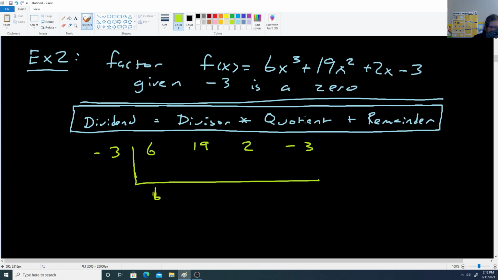So I bring down 6. Negative 3 times 6 is negative 18. That adds up to 1. Negative 3 times 1 is negative 3. That adds up to negative 1. Negative 3 times negative 1 is positive 3. That adds up to 0. So that's what we wanted.